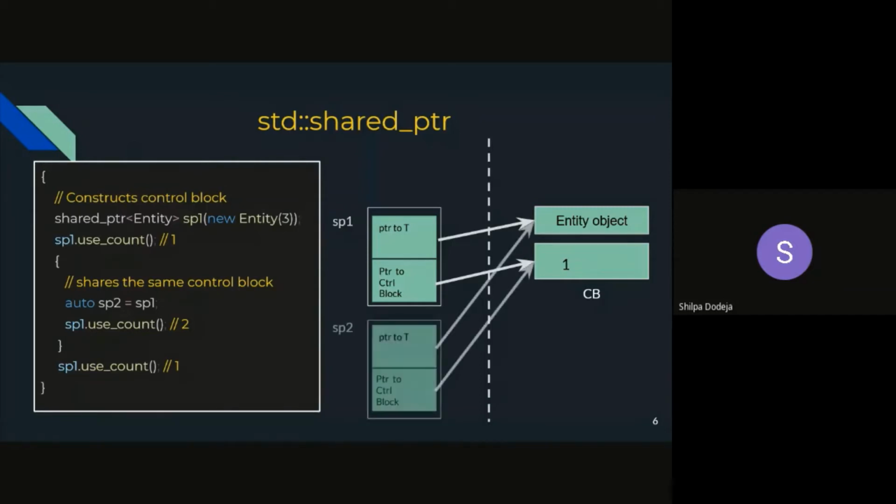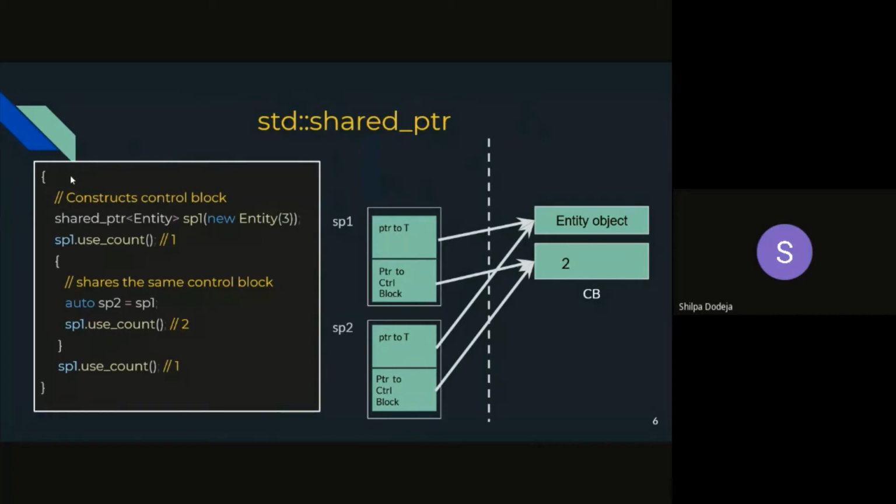Now when I copy one shared pointer to another shared pointer, two things will happen. First of all, some memory will be allocated for it, and then the pointers will point to their respective locations, to the entity object and the control block, and then the reference count will also be incremented. So now if I call use_count, it will show me that there are two owners managing that particular object.